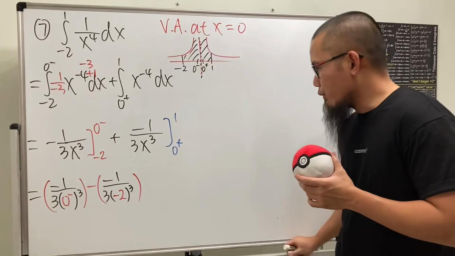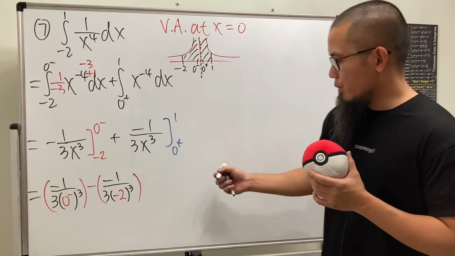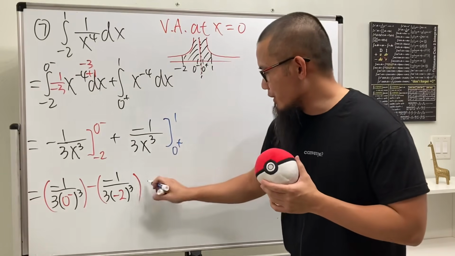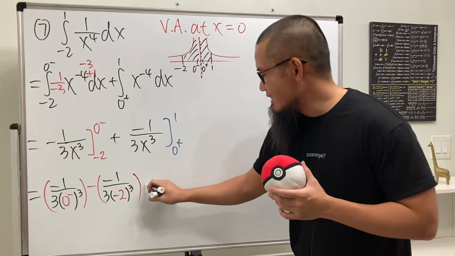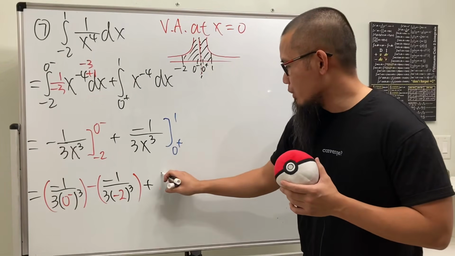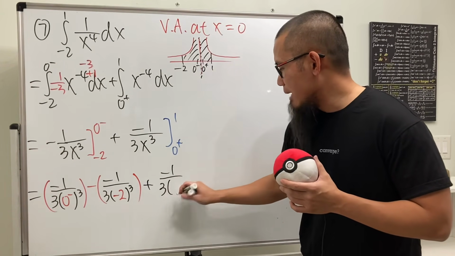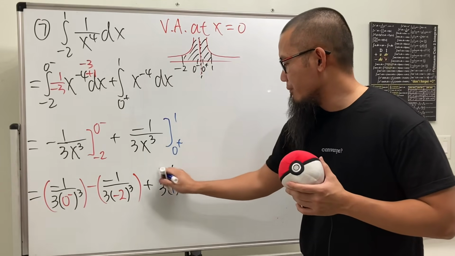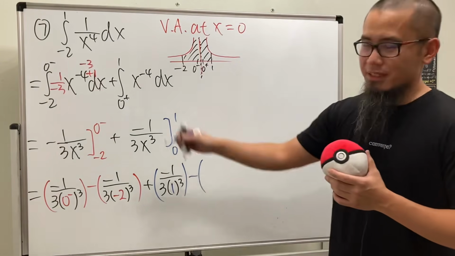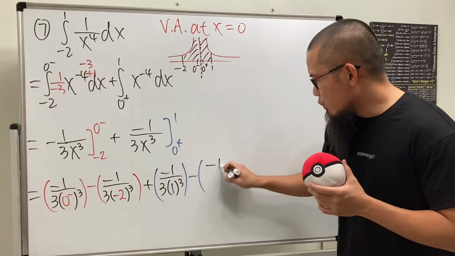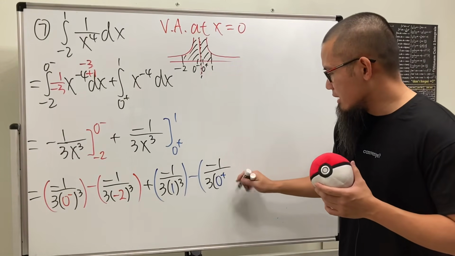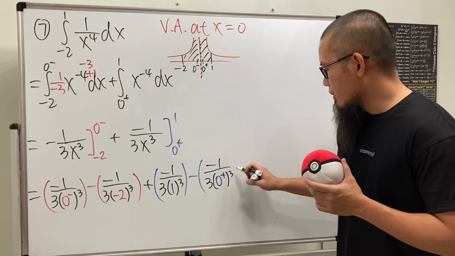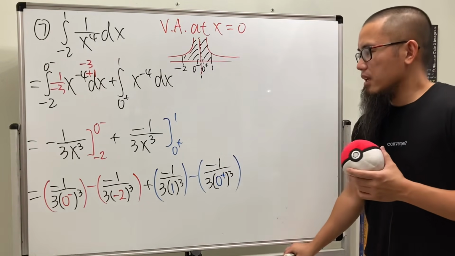For this, of course, I'll plug in the numbers in blue. We first put down the plus, and then we plug in 1. So we have negative 1 over 3 times 1 to the third power, and then minus, plugging in 0 minus. So we get negative 1 over 3 times 0 plus. Okay, cool. Very cool.